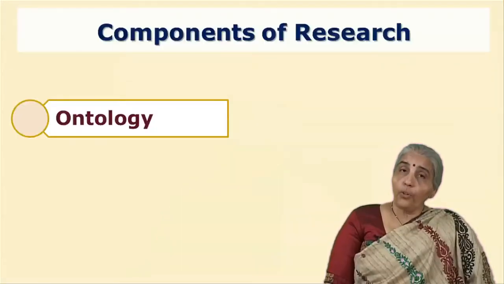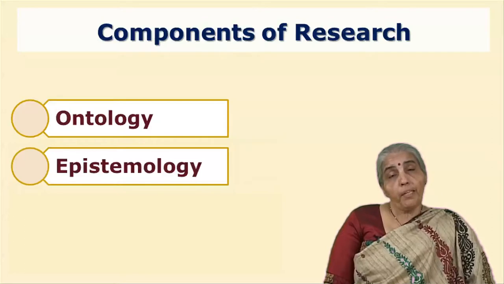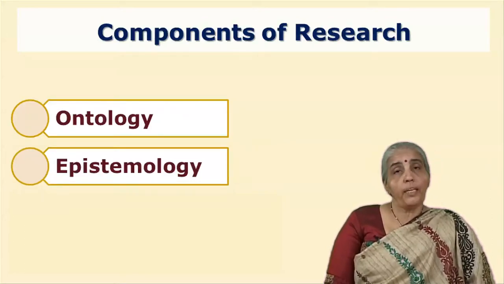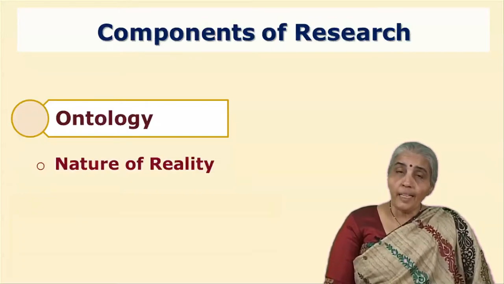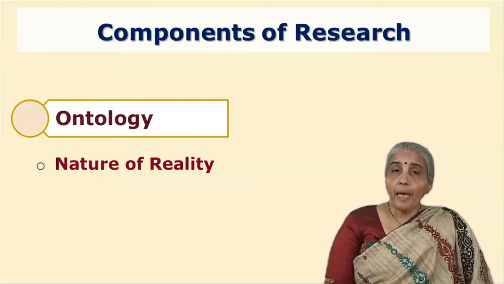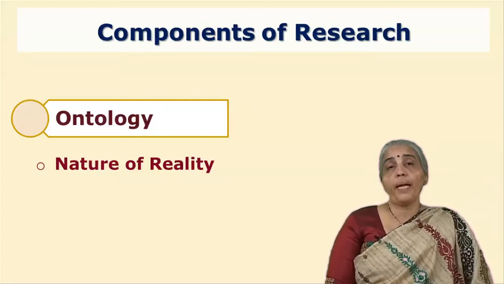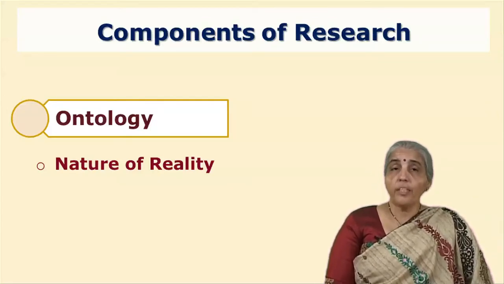One of them is ontology. One of them is epistemology. And these are two very important components. We shall now look at them. As I mentioned, when we study ontology, we are really examining what is the nature of my reality. That is what is meant by an ontological question.